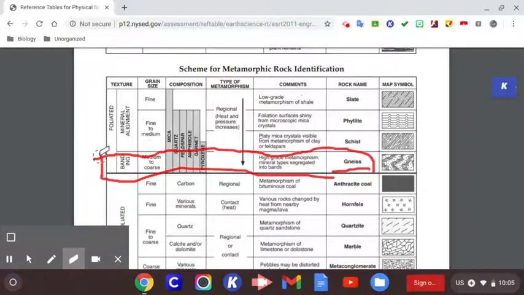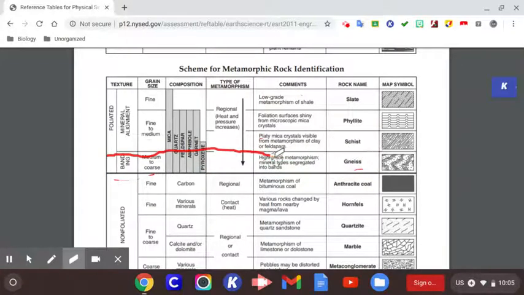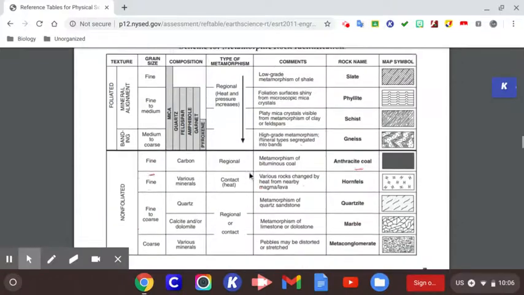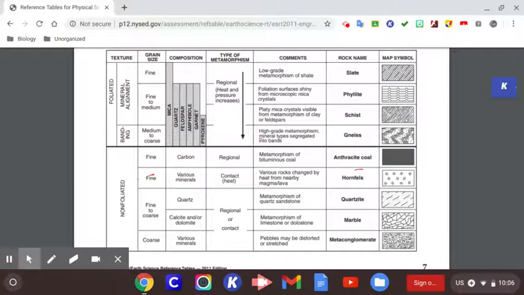All right, let's go on to number 8. We are looking at the metamorphism of limestone. So number 8, which rock forms from the metamorphism of limestone?